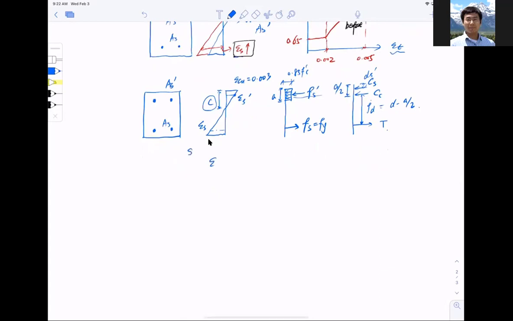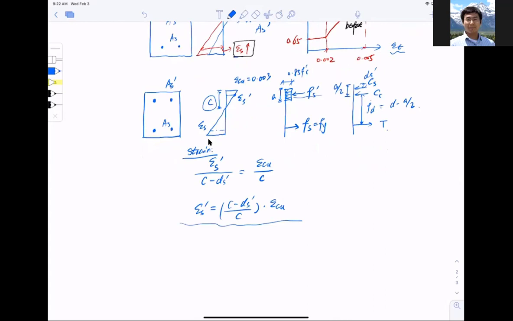All right, different from the singly reinforced section, I want to write down the equation for strain. What's happening is that epsilon S prime, that is the compressive strain, divided by C minus ds prime, is equal to epsilon Cu divided by C. So epsilon S prime equals C minus ds prime over C, multiplied by epsilon Cu. So that is the strain in the compressive reinforcement.